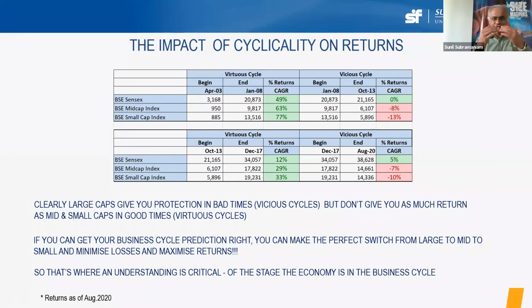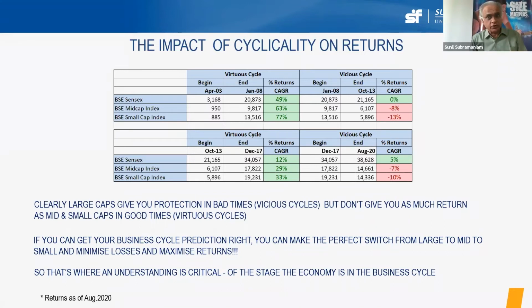So before you do your asset allocation, it's important to understand the stage the economy is in the business cycle. Now, one small point here, I said I will explain to you later why it is that the large caps alone are able to be flat. You would have expected that they'd have a slightly lesser negative. If economy is bad, everything is bad.